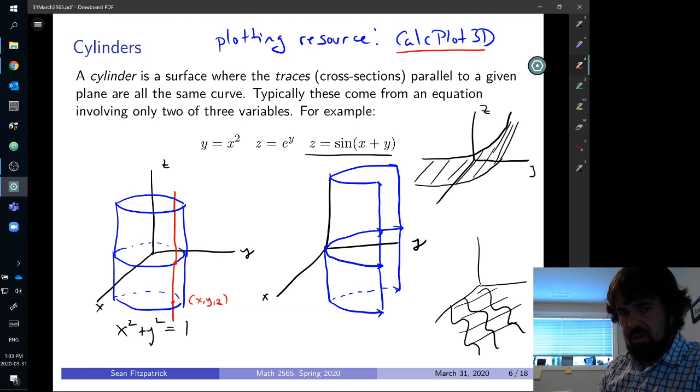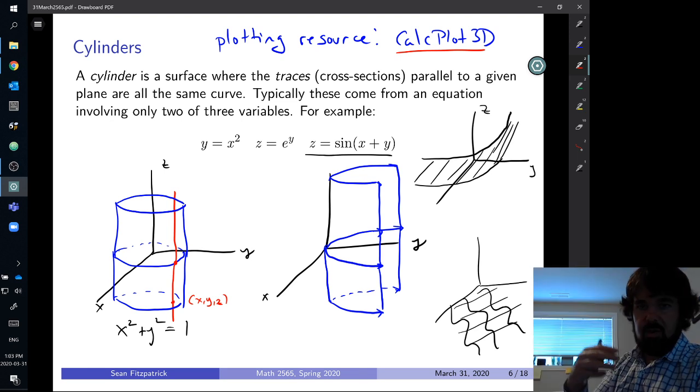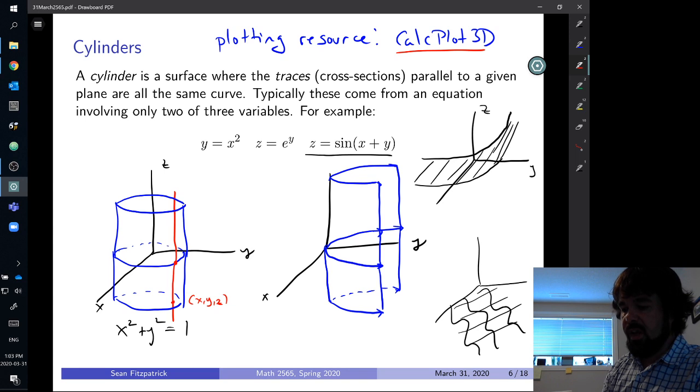Wolfram Alpha will do it too, but unless you're on the paid version of Wolfram Alpha, it's not going to let you interact with the plot. It's going to give you a static plot. CalcPlot3D will let you click and drag so you can rotate and look at it from different angles.